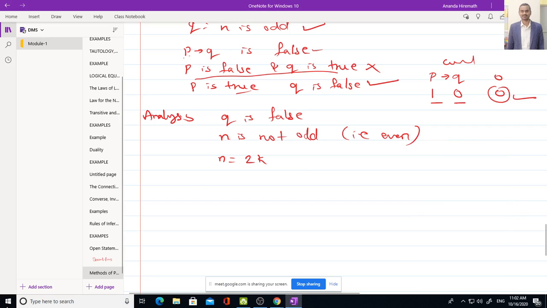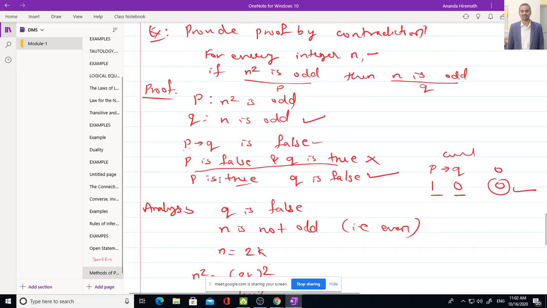Well, now let us take n square. n square is equal to 2k whole square. Now it will be 4k square, and it will be 2 into 2k square. Now n square is even. That is, here we are proving that n square is even.